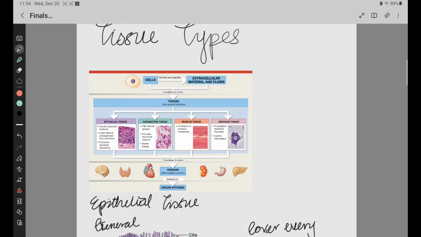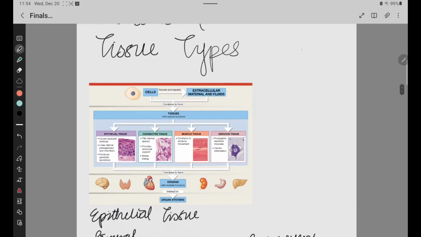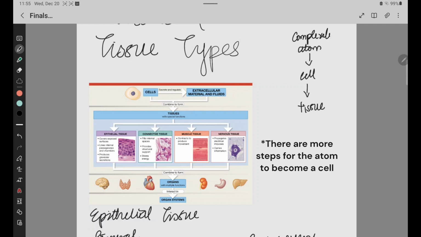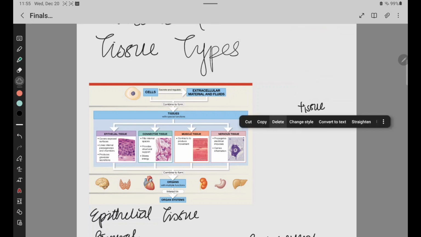As we know, it goes from atom to cell to tissues. If you watch my video on intro to anatomy, I talk about the complexity. Okay, but that's not what we're talking about today. Today we're just focusing on the tissues.